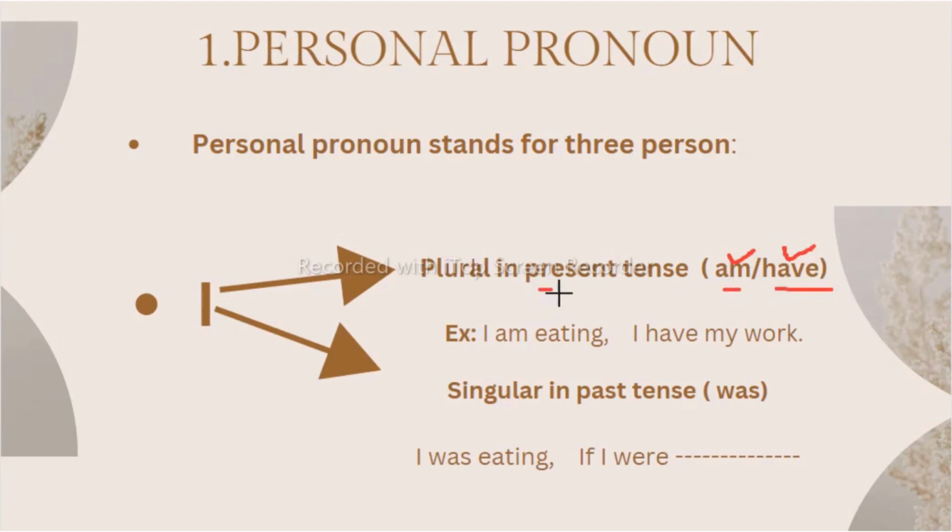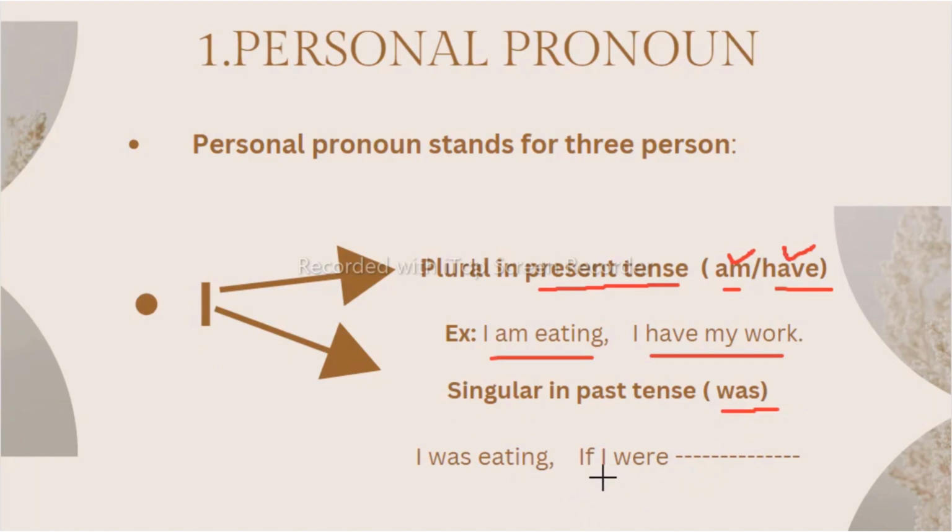When we are using this I in the present tense, meaning in the present time, we have to use the verbs am and have. Like I am eating, I have my work. Now, if we are using this I in the past tense, we have to use the singular verb which is was. I was eating. And if it is I were, this is a conditional statement.